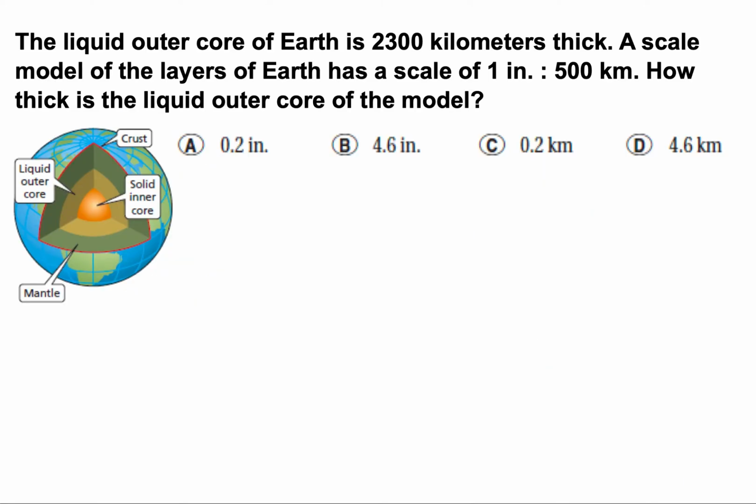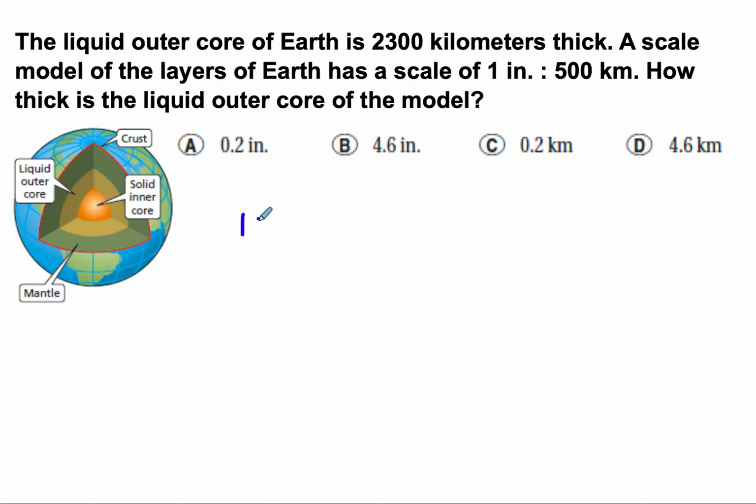All right, let's look at our next type of problem. The liquid outer core of Earth is 2,300 kilometers thick. A scale model of the layers of the Earth has a scale of 1 inch to 500 kilometers. How thick is the liquid outer core of the model? So we're going to write and solve a proportion.